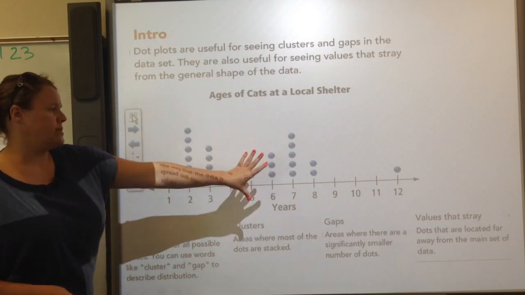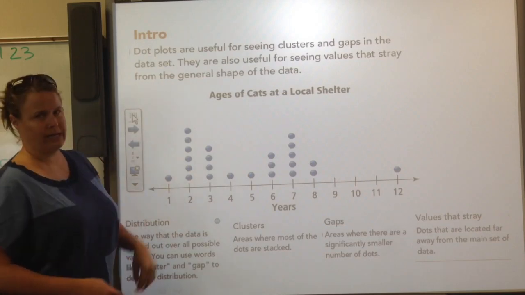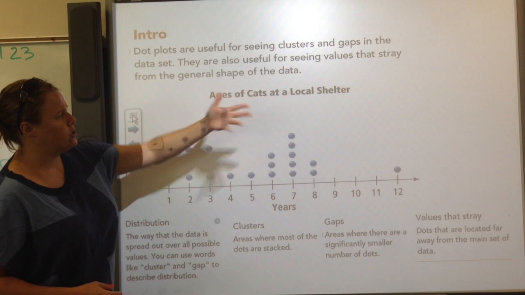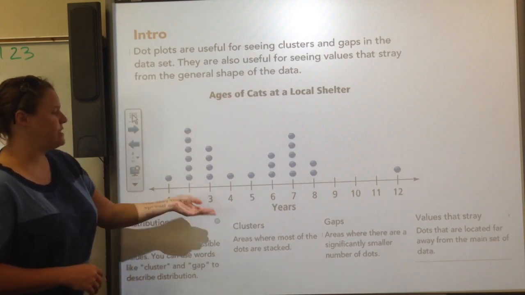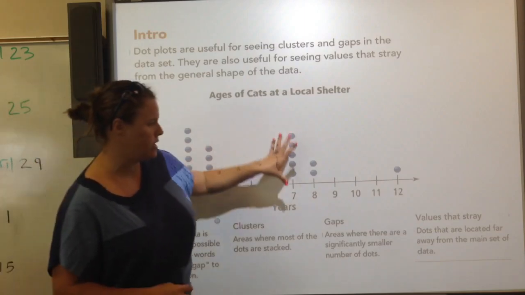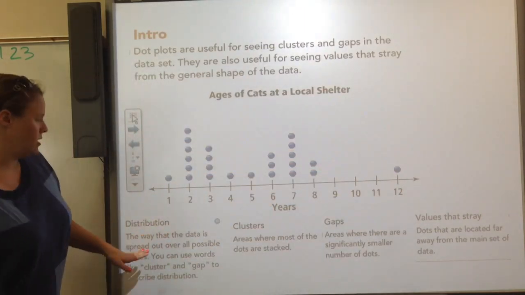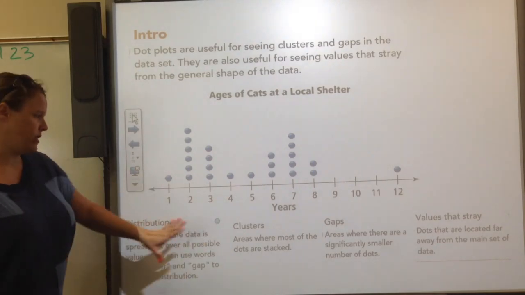So if this was our example, and you don't have to make this one right now, we'll make one in a second. Ages of cats at a local shelter. So looking at this data, we can see that we have a little bit over here, a little bit over here, and one way over there. Well, distribution, and again, I want you to write these 4 things down.